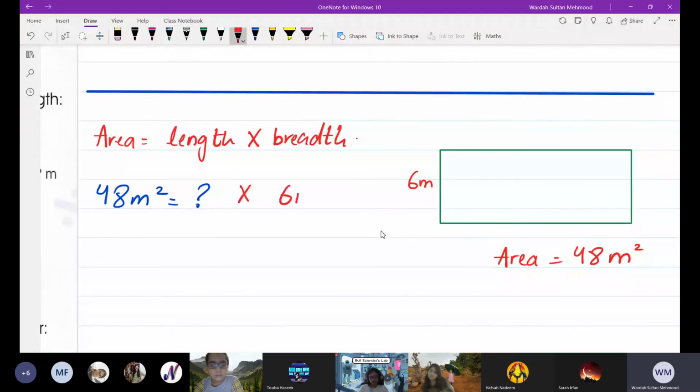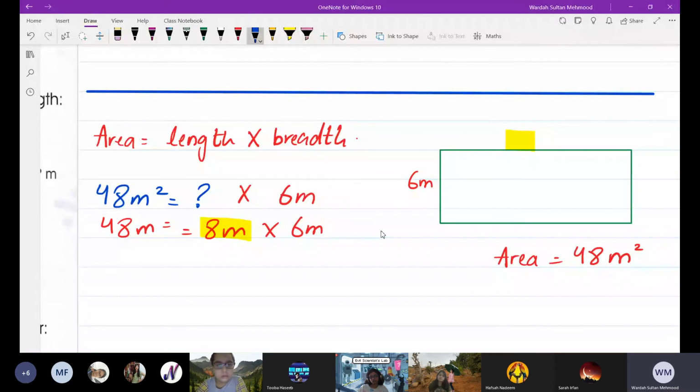This is very easy. It's just like a times table. Think, 6 times what gives you 48? 8. Very good. 8. So that means 48 meter squares equals 8 meters times 6 meters. So the missing side is 8 meters. Here we are going to have 8 meters. That's it. 6 eights are 48. The missing length is 8 meters.